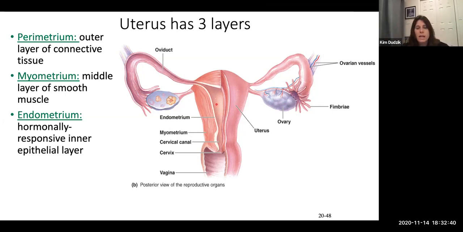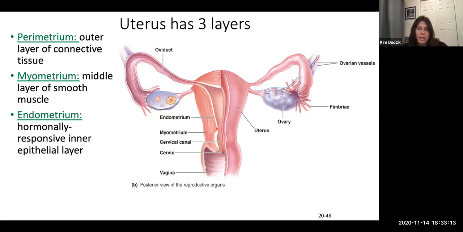So recall from anatomy that the uterus has 3 layers. The very outer layer is the perimetrium, and that's really just connective tissue to connect the uterus to the surrounding organs and structures in the abdominal cavity. The middle layer is the myometrium. That's the smooth muscle layer, 3 layers of that. That's going to come into play for contractions to help birth the baby, and also to expel the inner lining during menstruation. And that has to do with the endometrium.